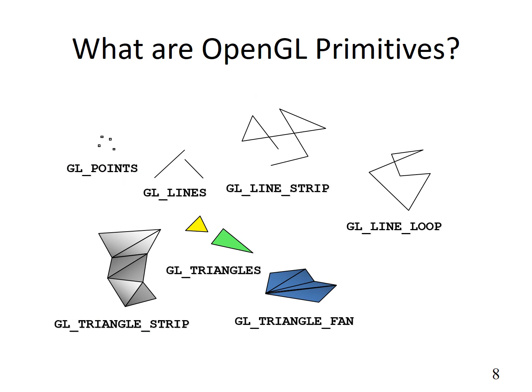So what are OpenGL primitives? Primitives are basic building blocks such as points, lines, a line strip, and a line loop that basically closes. Triangles, a triangle strip where the triangles are attached to each other, and a triangle fan which is a collection of triangles with one common point.